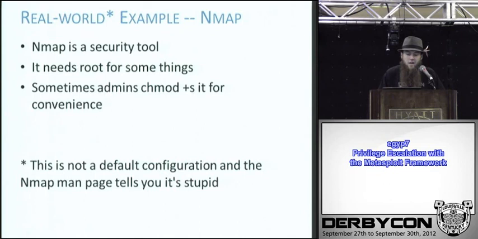Users of Nmap all generally know that Nmap works better if it's root. They also occasionally run it setuid to save themselves from having to sudo. Saves them a little bit of time, but it gives us an avenue of attack. This is not the default configuration. It's really stupid, and the man page tells you not to do it. As a result of finding this, a friend told me, hey, I found setuid nmap on a couple of boxes, and hey, it's awesome.